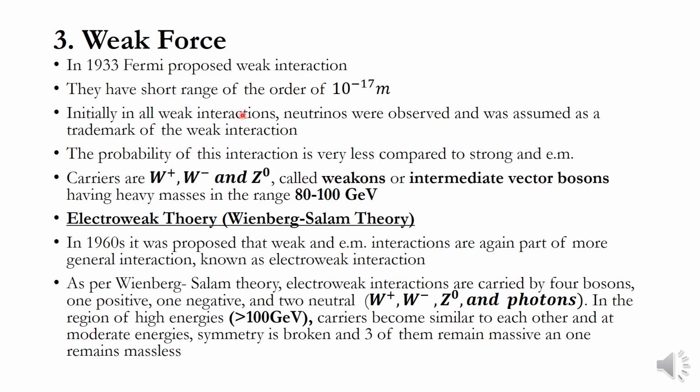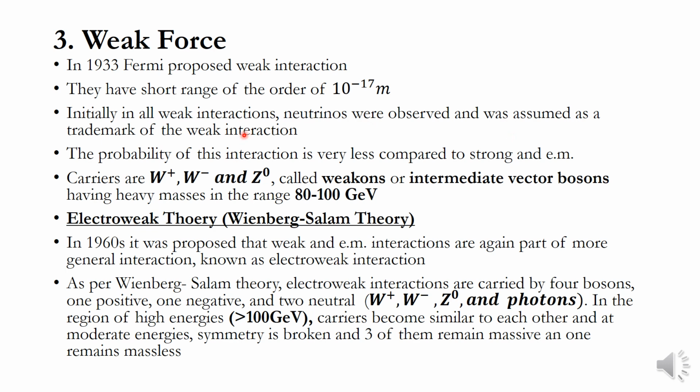Initially, neutrinos were observed in all weak interactions, and scientists assumed the neutrino as a trademark of the weak interaction. But later, they observed a lot of weak interactions in which there was no neutrino emission. The probability of this interaction is very small compared to the strong interaction and electromagnetic interaction.